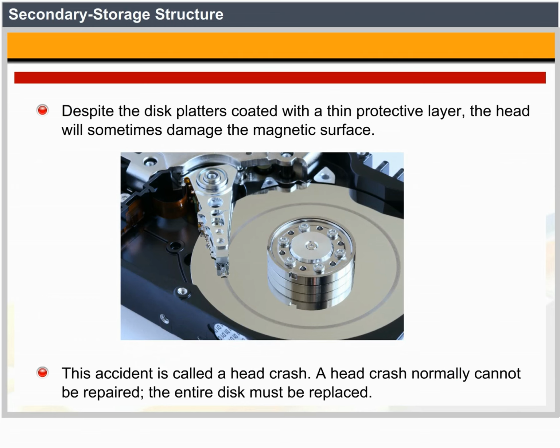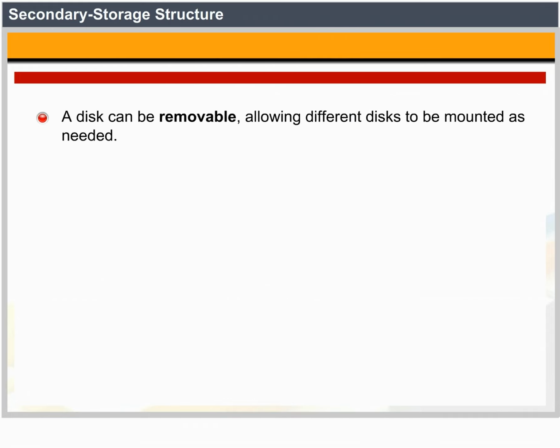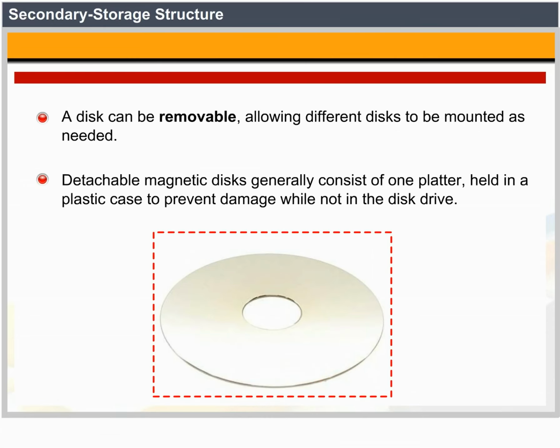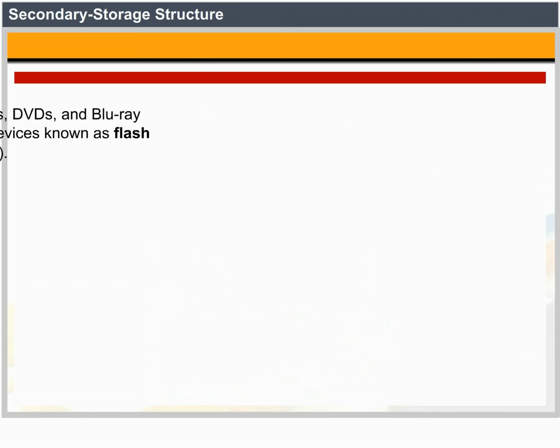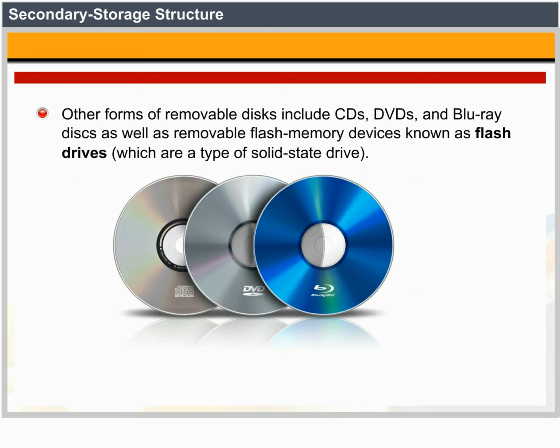A disk can be removable, allowing different disks to be mounted as needed. Removable magnetic disks generally consist of one platter held in a plastic case to prevent damage while not in the disk drive. Other forms of removable discs include CDs, DVDs and Blu-ray discs, as well as removable flash memory devices known as flash drives, which are a type of solid-state drive.